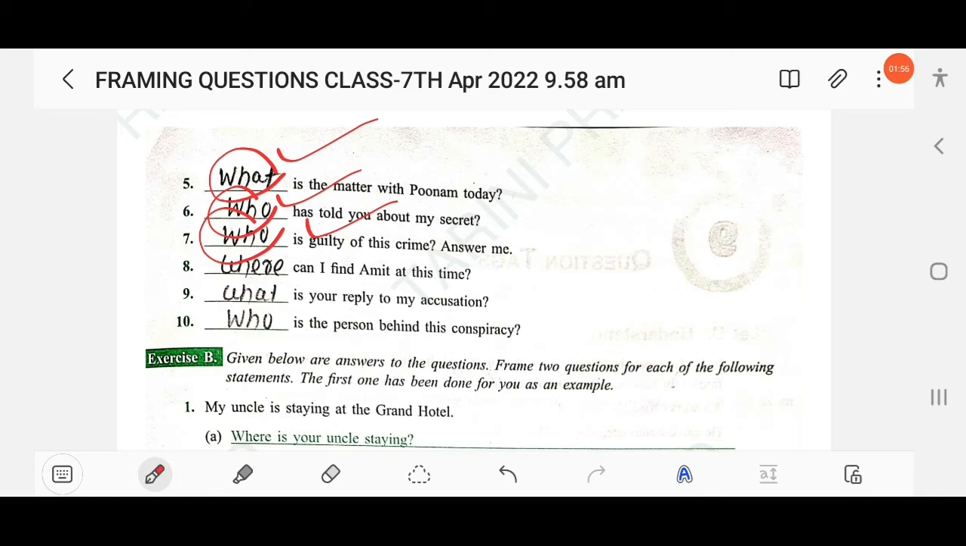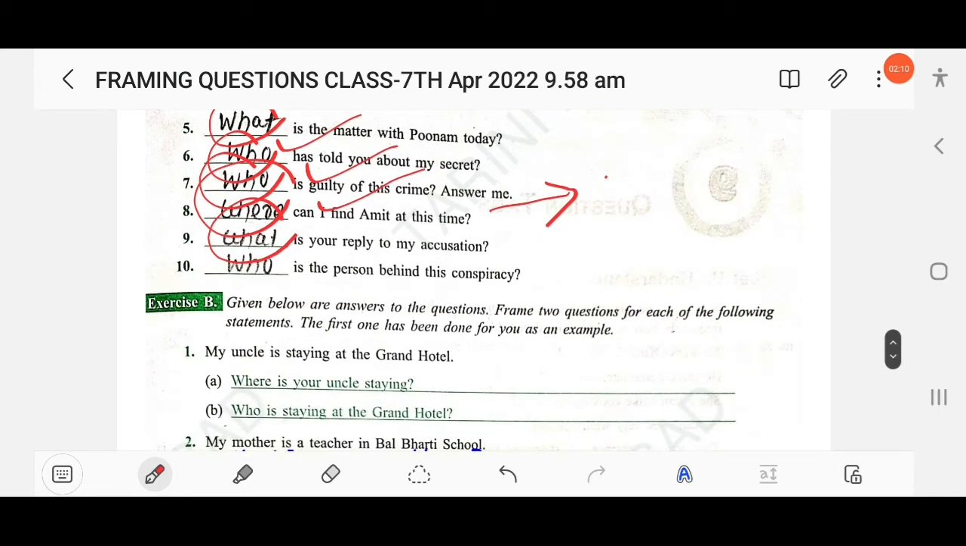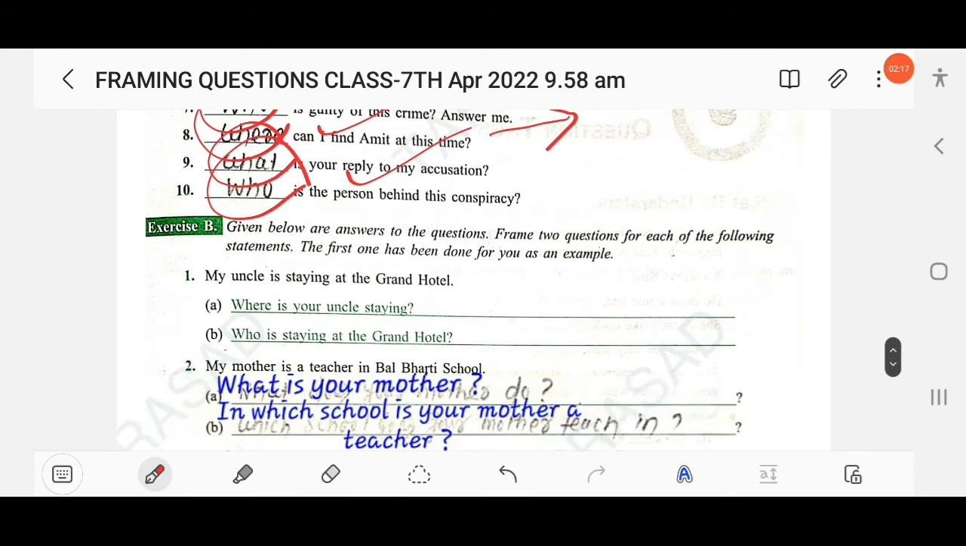The next: dash, can I find Amit at this time? Where can I find? That means to know the location, place. The next: dash is your reply to my accusation. What is your reply? The next: dash is the person behind this conspiracy. So here, who is the person?